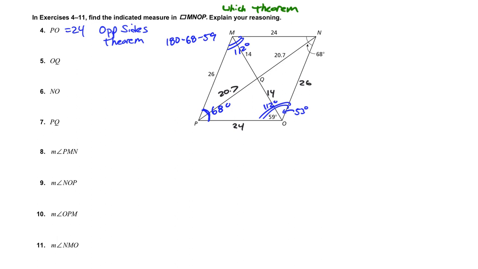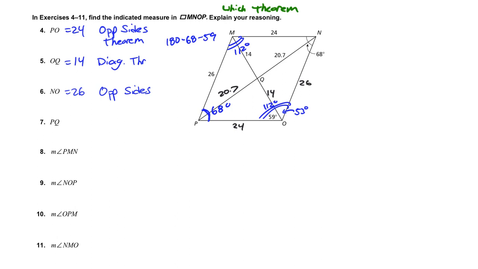If we look at number 5, it asks for OQ. OQ dealt with the diagonal theorem, and we wrote down that that was 14. So this is our diagonal theorem. Actually, I'll just abbreviate. Maybe not even the correct way to abbreviate theorem. Maybe it should be an M. I don't know. Anyways, diagonal theorem. And then number 6, NO. We know it was 26 in our diagram. We got that again because of the opposite sides.